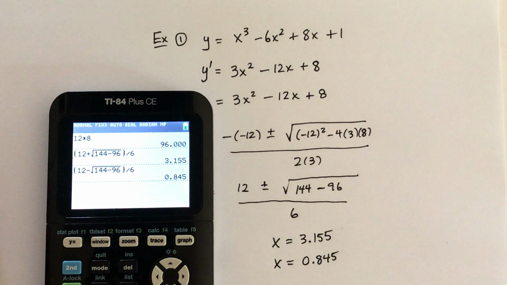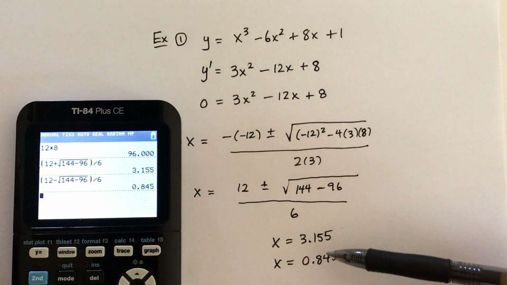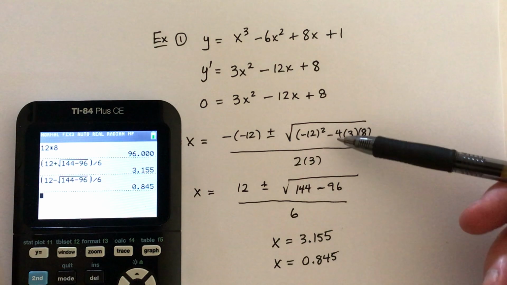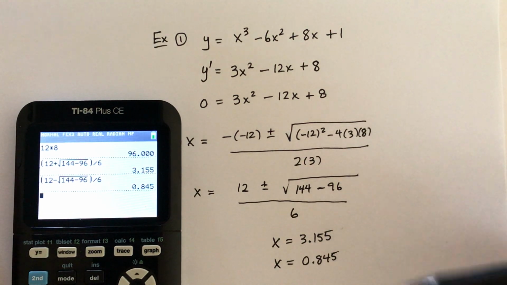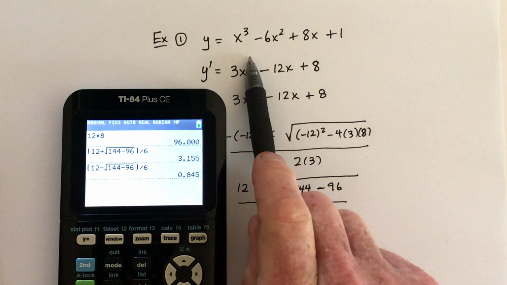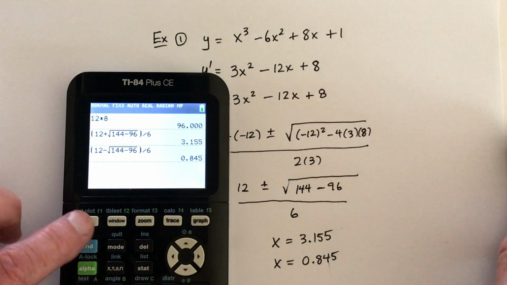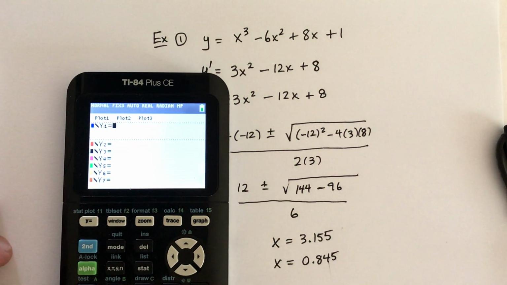And when you do the problem sets and things like that, I do want you to show this work: taking the derivative, set it equal to 0, do the algebra to solve for x, and then we can use the calculator. And when you use the calculator, make sure you graph the original problem, not the derivative. So y equals, the original problem was x cubed minus 6x squared, and then plus 8x.